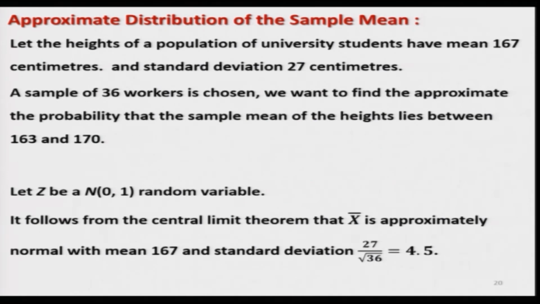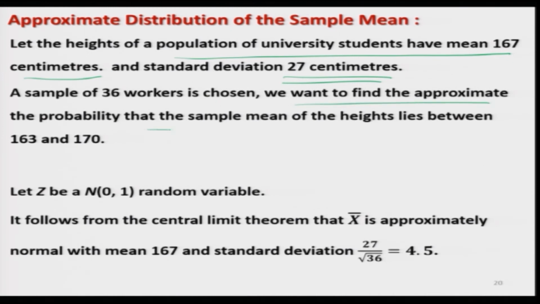Suppose the height of university students was measured, and it was found that it has a mean of 167 centimeters and a standard deviation of 27 centimeters. Now, a sample of 36 students is chosen from that population, and we want to find the approximate probability that the sample mean of the height lies between 163 and 170. That is what we want to find out.